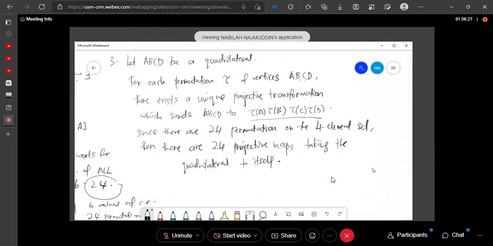This one, actually, you can compare with the group S4, the symmetric group. The symmetric group S4 has 24 elements. Because S4 has symmetry, and how the points are permuted is actually the same as with this quadrilateral. Okay.